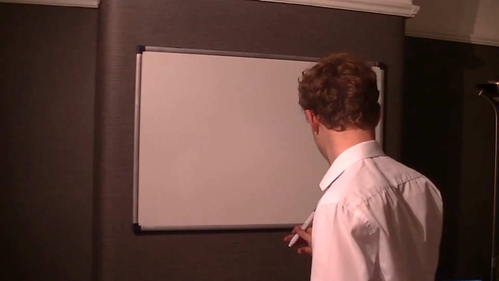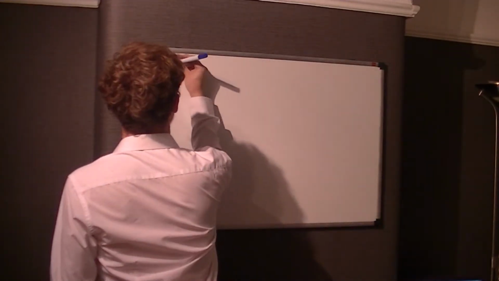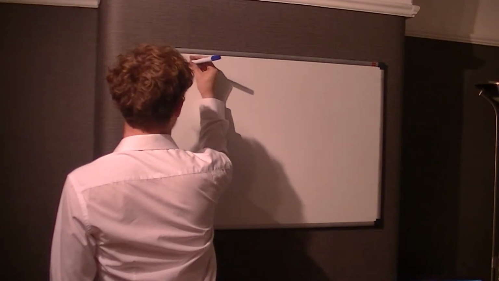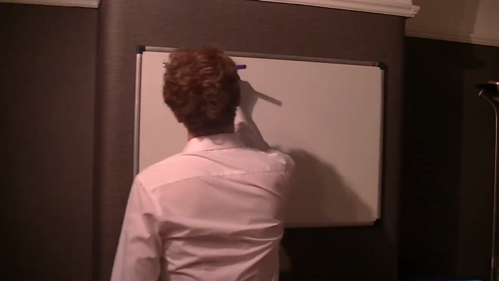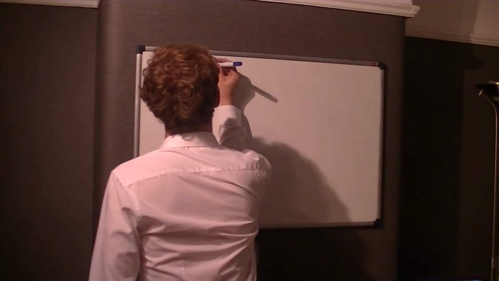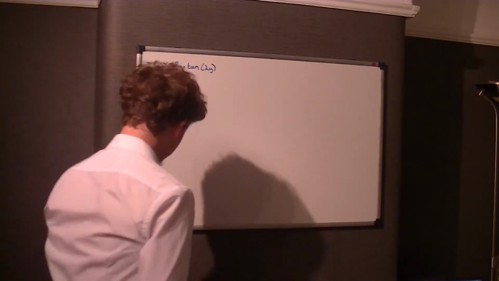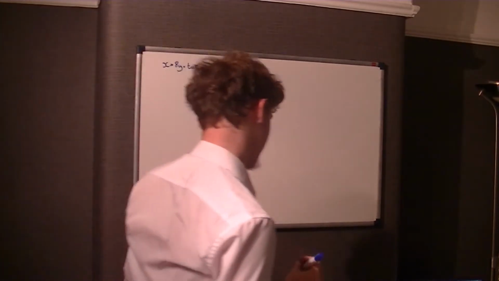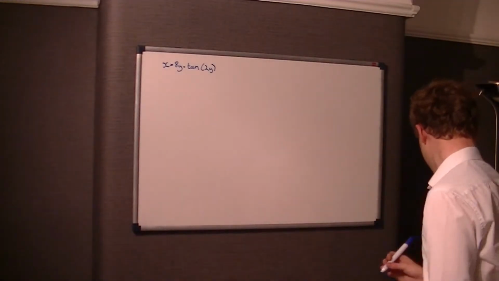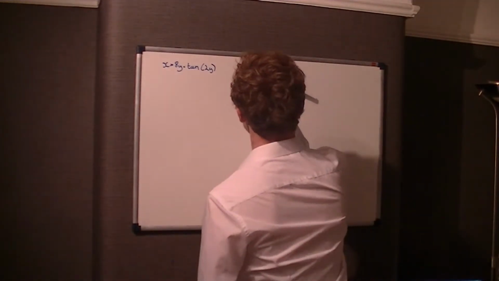Okay, so what we're told, for those of you that don't have the question next to you, is that x is equal to 8y times the tan of 2y. So what does the first question say? Well, it says the point P has the coordinates.